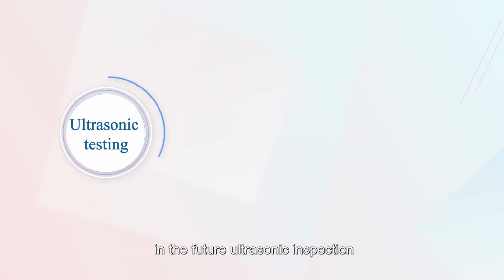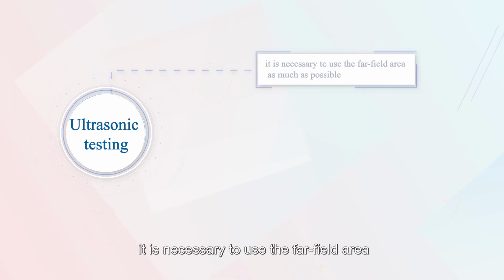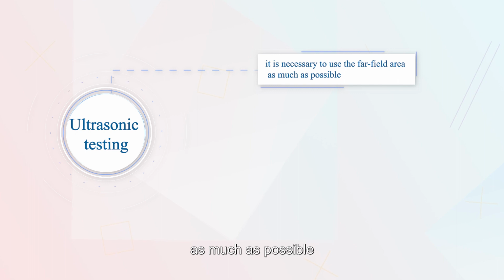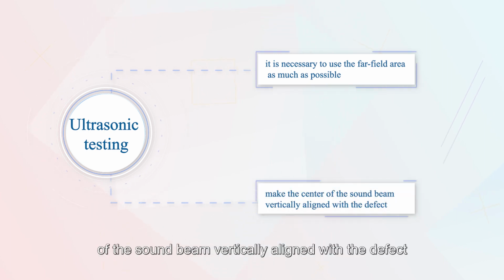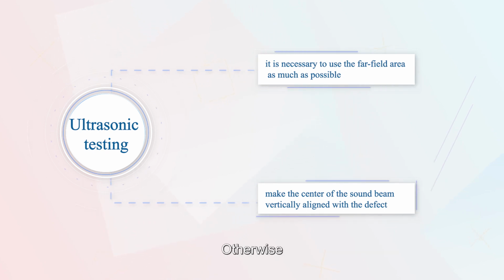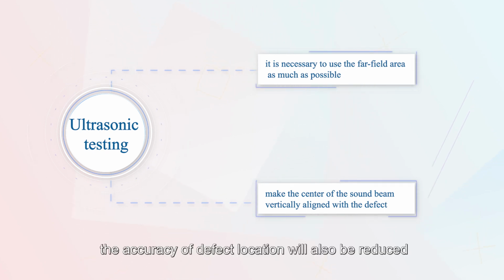Therefore, in future ultrasonic inspection, it is necessary to use the far field area as much as possible and make the center of the sound beam vertically aligned with the defect. Otherwise, the accuracy of defect location will also be reduced.